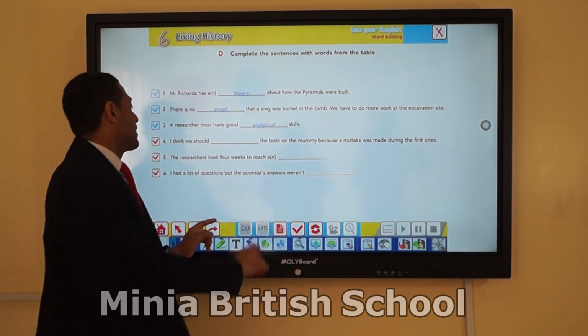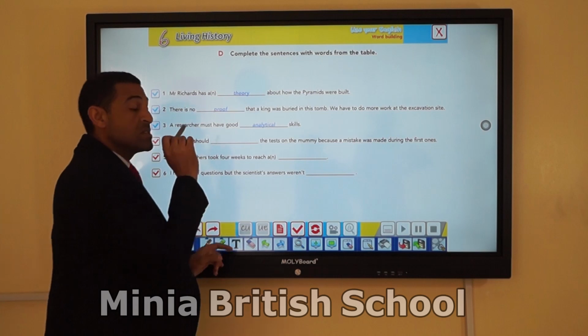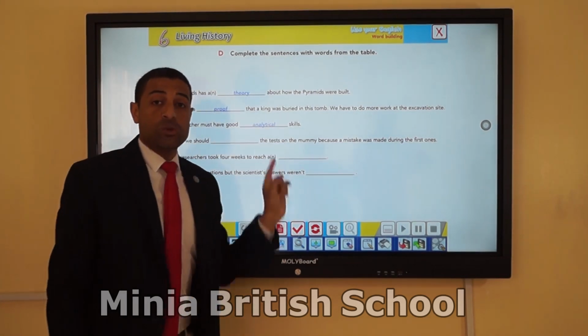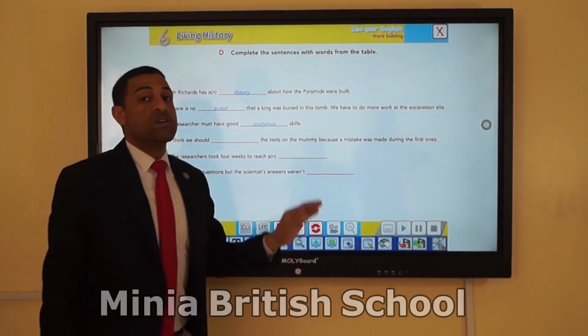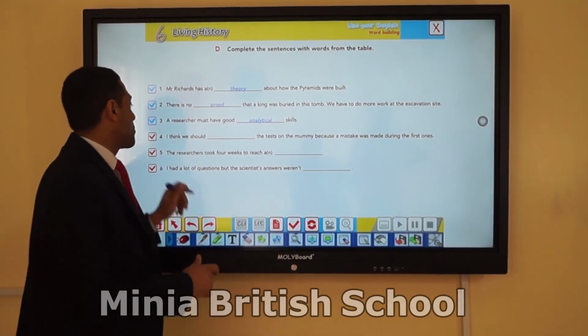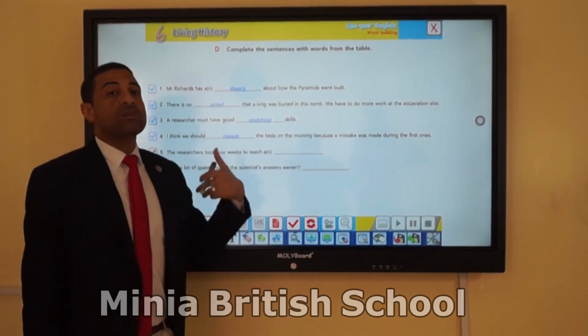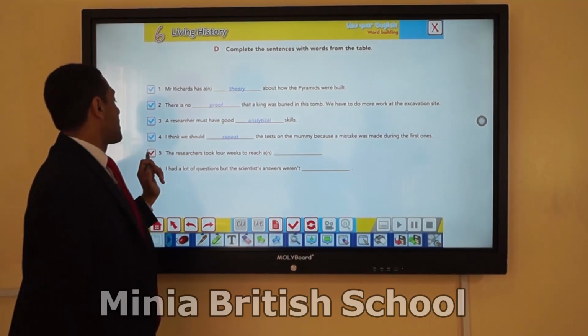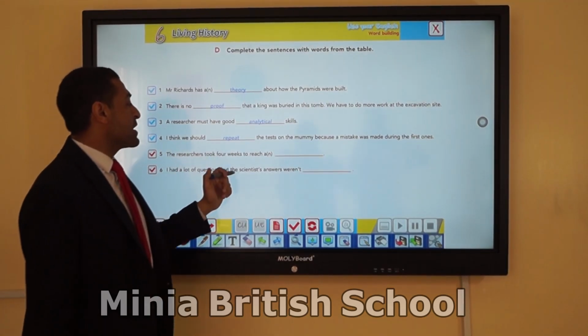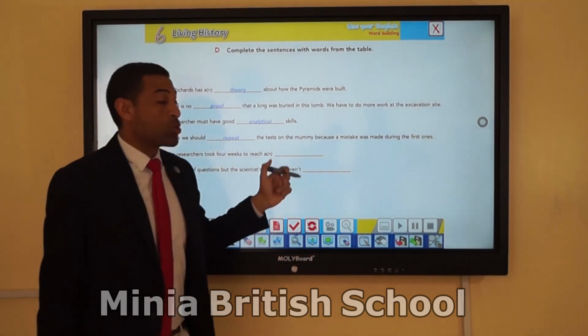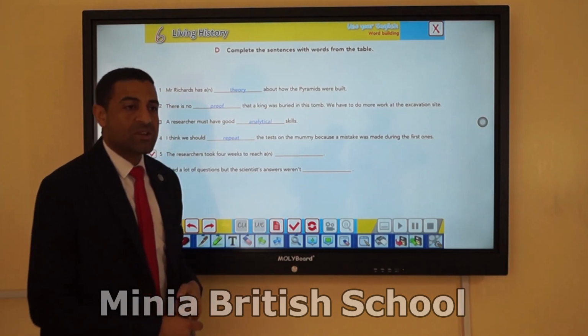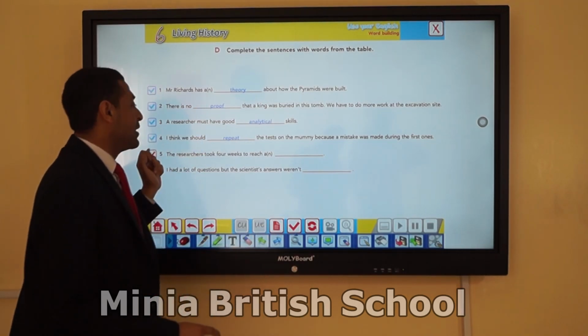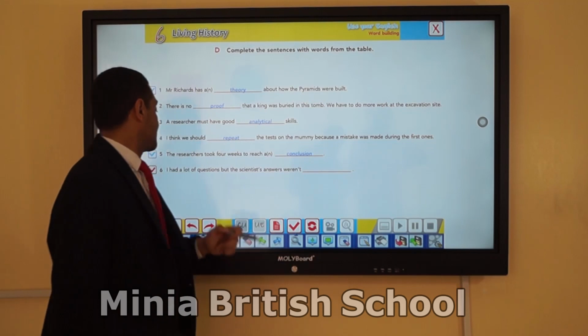So here, I think we should space. So when we use should, we need to use the infinitive form of the verb. So we need a verb and it will be repeated. The researchers took 4 weeks to reach a noun as well. Conclusion.